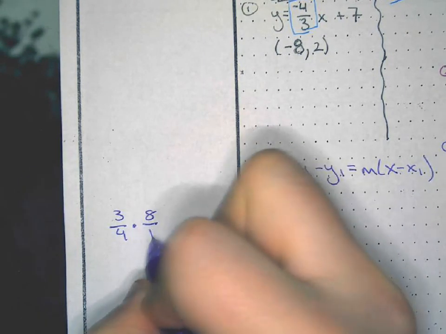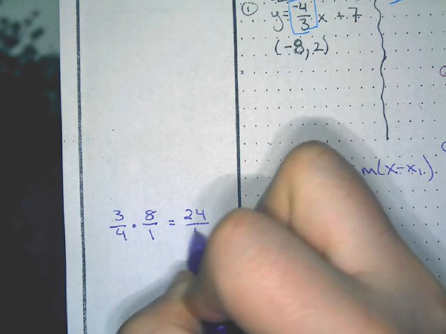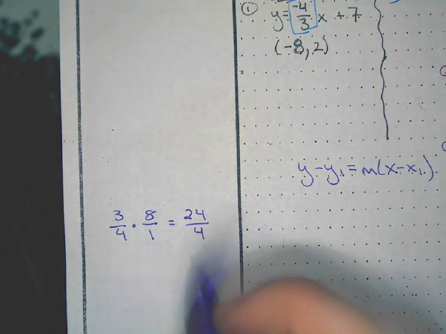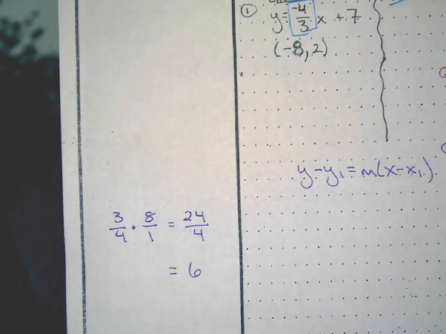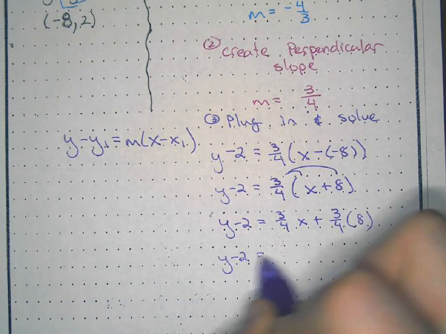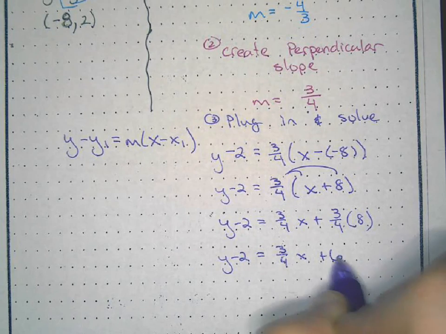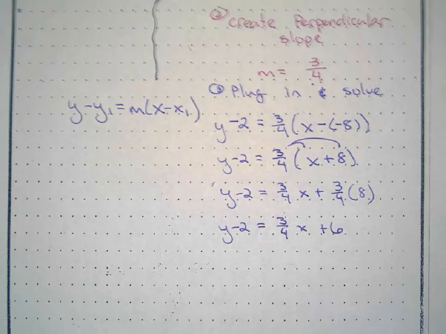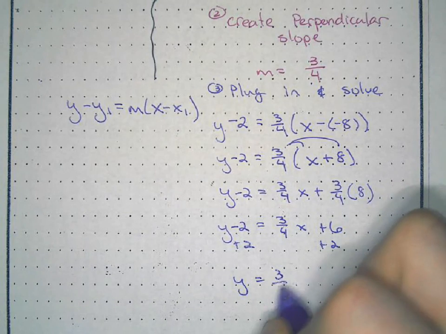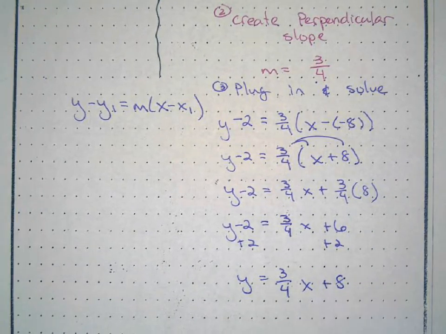We write over our hidden 1, and we get 24/4. 3 times 8 is 24. 4 times 1 is 4, and then 24/4 equals 6. Okay, so now we have y minus 2 equals 3/4 x plus 6. Add 2 to both sides, and we are done.